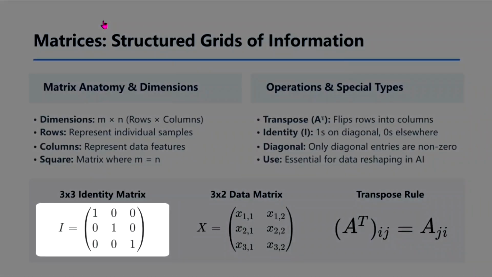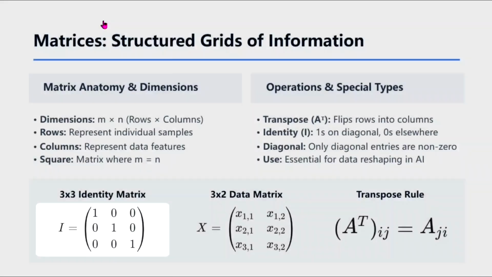Look at this 3x3 identity matrix. It has ones along the main diagonal and zeros everywhere else. Much like the number 1 in basic multiplication, the identity matrix is a neutral element that becomes vital when we discuss matrix inverses later in the session.